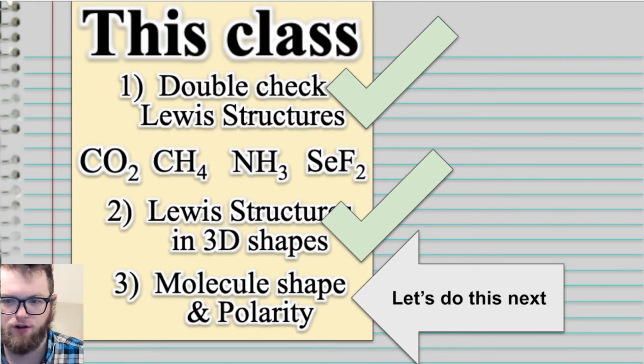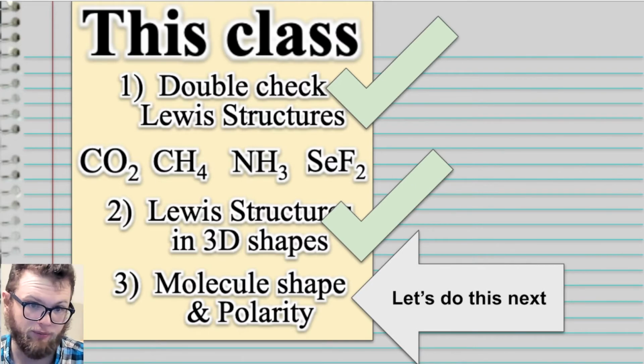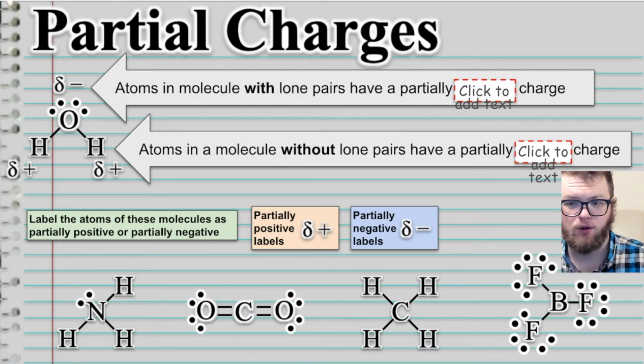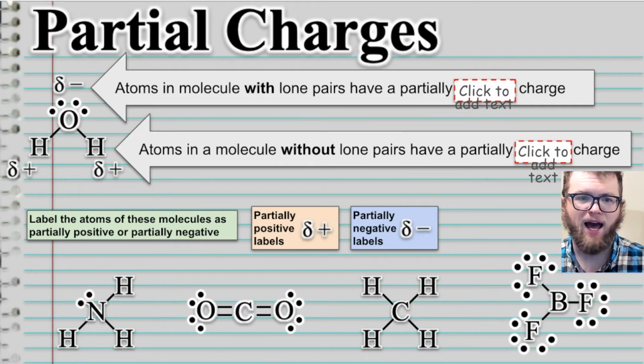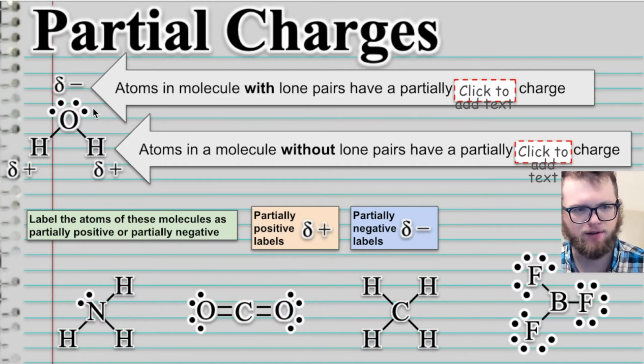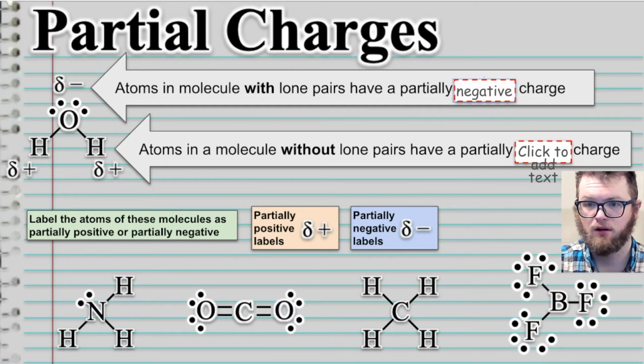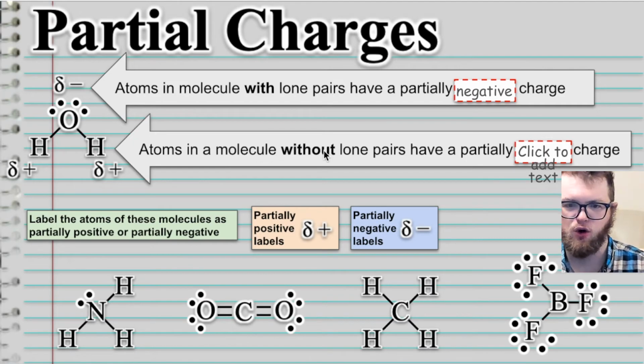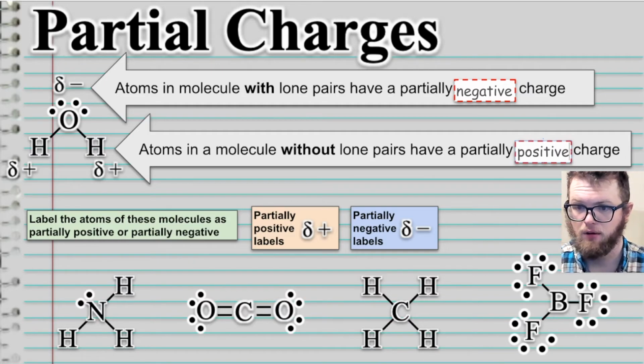Okay, we have done 2 of the 3 things we were going to do for this notebook. So let's now talk about molecule shape and polarity. We'll start with partial charges. So atoms in a molecule with lone pairs are going to have a partially what charge? Well, we know the electrons are negative, and this is a negative sign, so it'll be a partially negative charge. Atoms in a molecule without lone pairs have a partially positive charge, especially hydrogen.